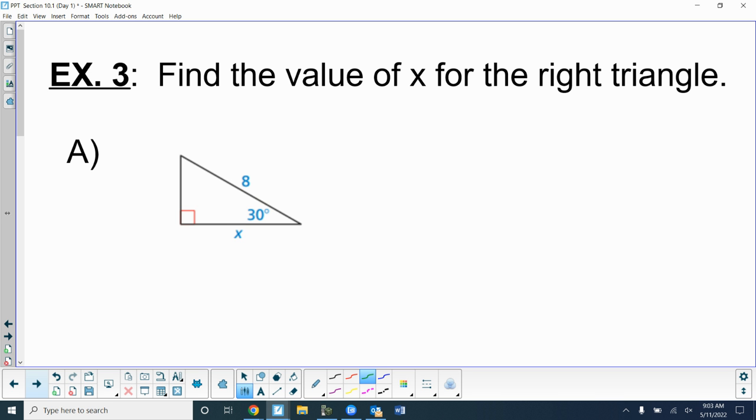So here's 30. Which one is 8? Adjacent, opposite, or hypotenuse? Hypotenuse. So the short leg, the opposite to 30, is always half as long. Yes. So then x would be 4 times square root of 3. That quick. If you memorize those, you can get that answer that quick. Make sense?